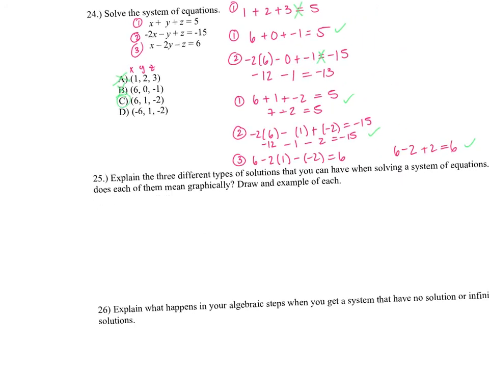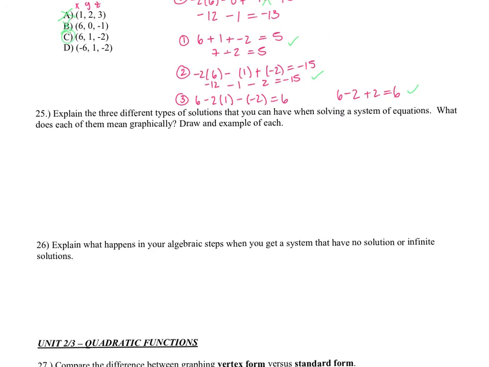All right, so that's it for that problem there. The rest of the problems are all about types of solutions. So for 25 here, it says explain the 3 different types of solutions that you can have when solving a system of equations. So we've mentioned this before. There is the one solution, there is no solution, and there's infinitely many solutions.